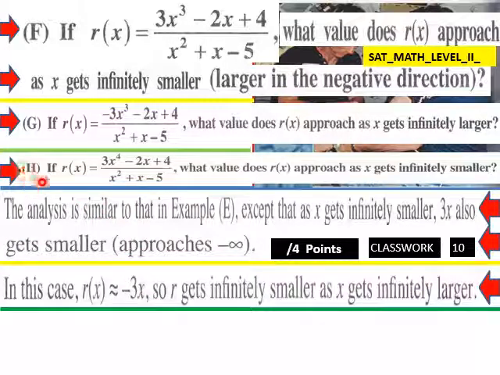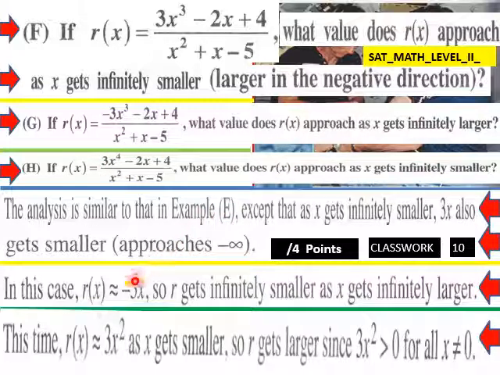And then H, if r of x equals 3x to the fourth minus 2x plus 4 over x squared plus x minus 5, what value does r of x approach as x gets infinitely smaller in this situation? So this time r of x equals 3x squared. We cancel this out here. It will be 3x squared as x gets smaller, so r gets larger, since 3x squared is greater than 0 for all x not equaling 0.